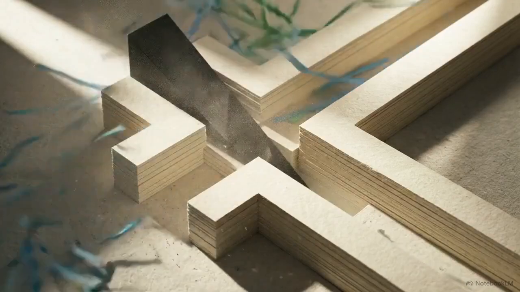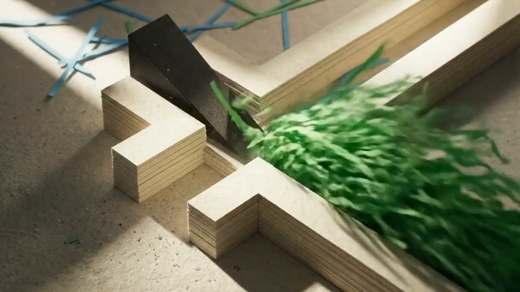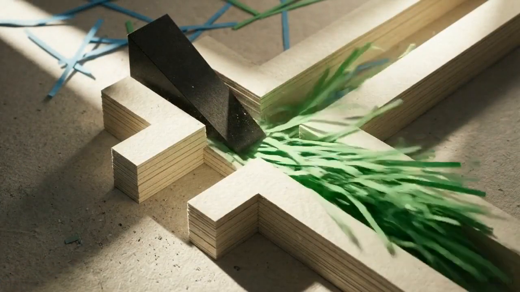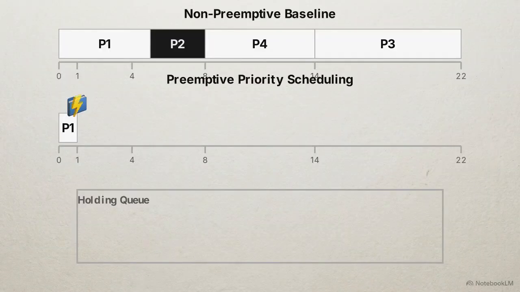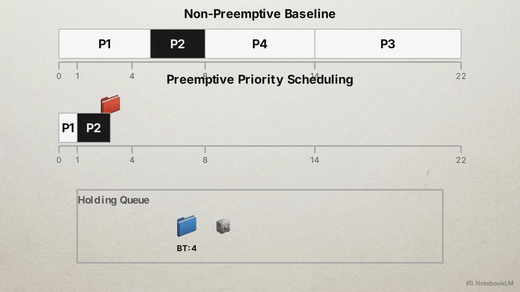The operating system forcibly evicts Process 1 from the CPU to make way for Process 2. Process 1 is stripped of its processing power and pushed back into the holding queue. It retains a system memory of its 4 remaining burst time units. Process 2 now commands the processor, executing entirely uninterrupted from time 1 to time 4.